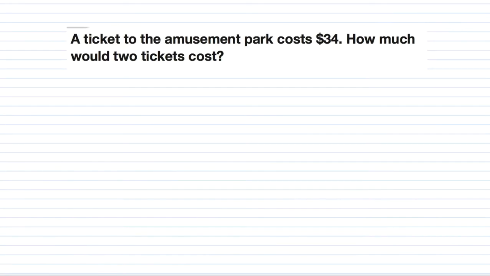So if we have a ticket to the amusement park that costs $34, how much would 2 tickets cost? Well, I need to do 34 2 times. I could do 34 plus 34, but we're working on multiplication. So I'm going to do times 2. And remember, I have to line up my ones.